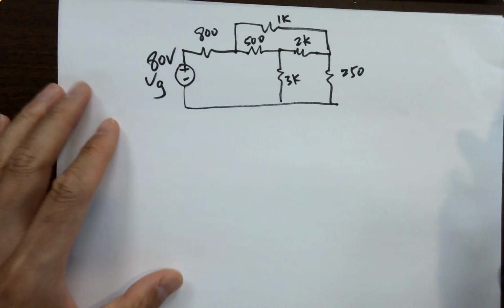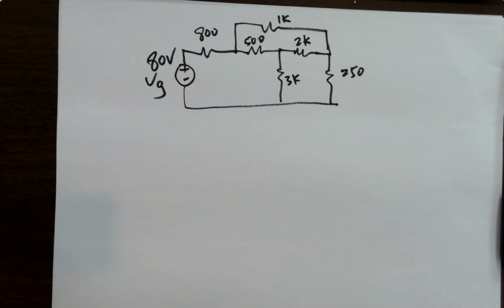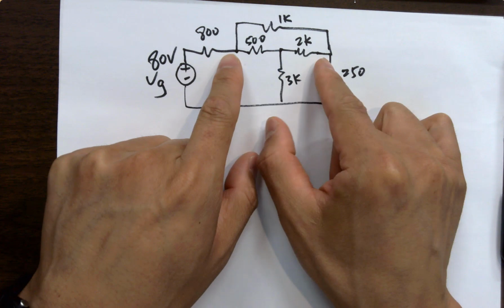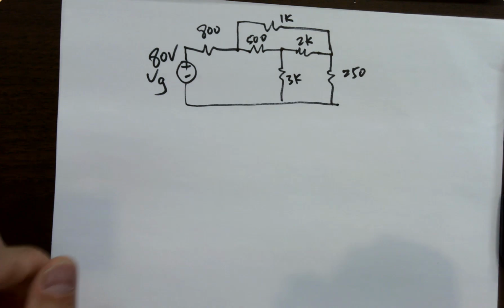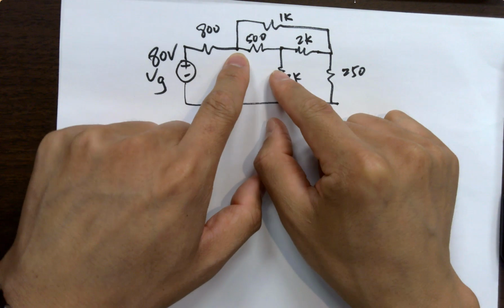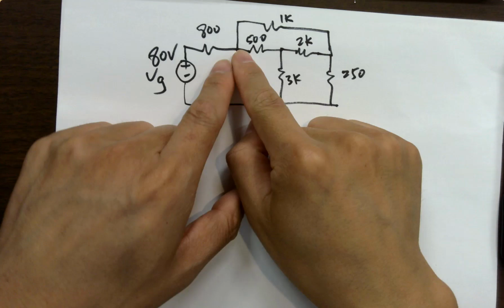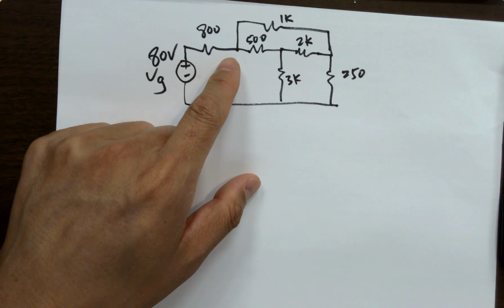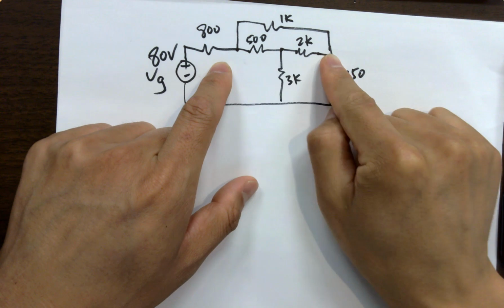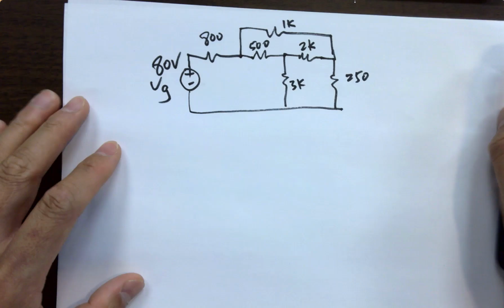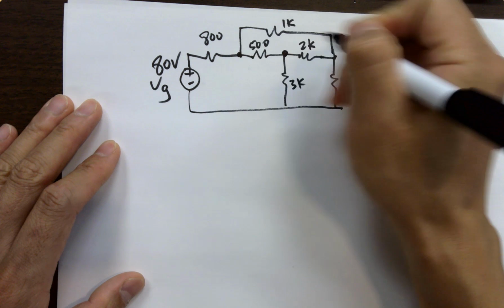Let's not try to memorize all these concepts. If you are trying to use the node voltage method, how many nodes do you want to use? They're called essential nodes. An essential node has three or more branches connected to it. So you have three essential nodes. List the node voltage equations.